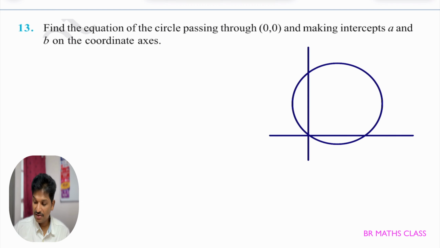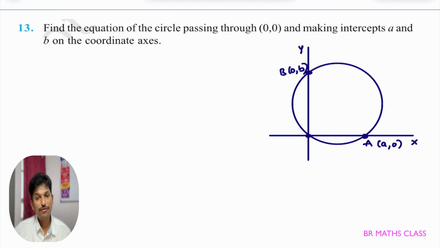As the circle passes through the origin, obviously, as we know, this length is A, so this point will be A comma 0. I name this point as A, and this point A is A comma 0. Why is it A comma 0? Because this length is A. And the y-intercept they have given, this intercept is B. So what is this point? This point is 0 comma B. I name this as B, and this point is 0 comma B.